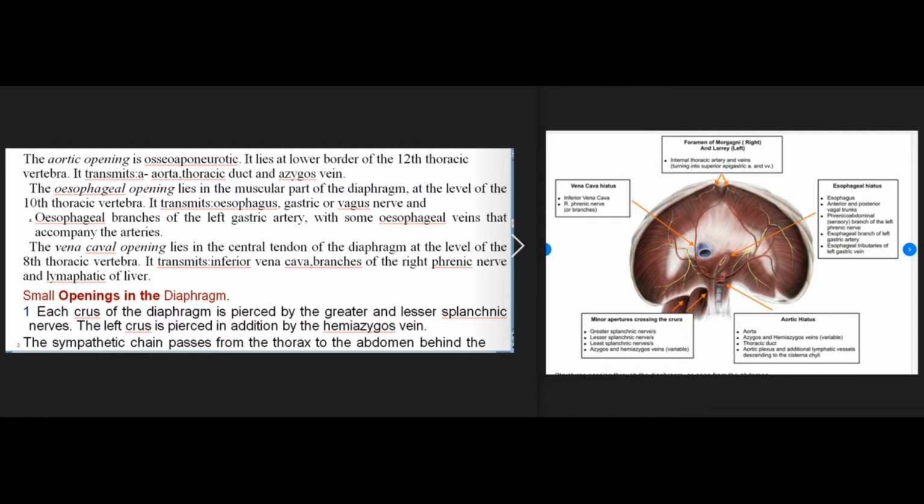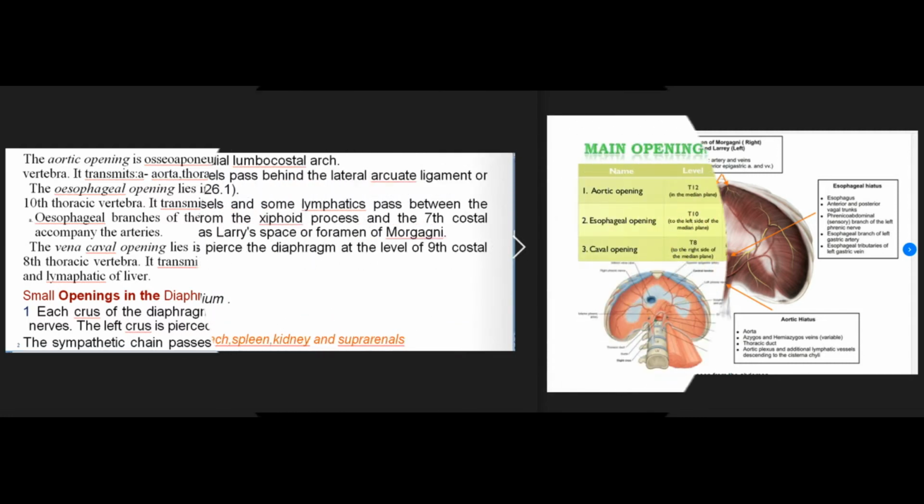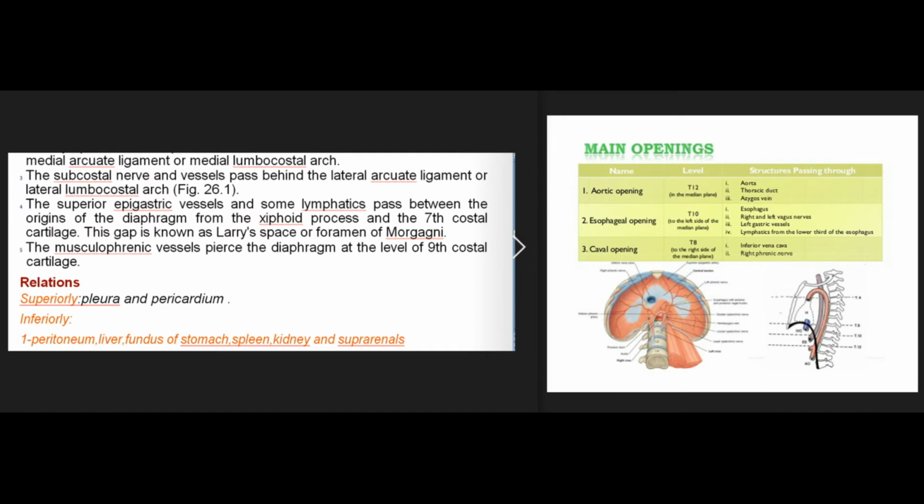Small openings in the diaphragm. 1. Each crus of the diaphragm is pierced by the greater and lesser splanchnic nerves. The left crus is pierced in addition by the hemiazygos vein. 2. The sympathetic chain passes from the thorax to the abdomen behind the medial arcuate ligament or medial lumbocostal arch. 3. The subcostal nerve and vessels pass behind the lateral arcuate ligament or lateral lumbocostal arch.